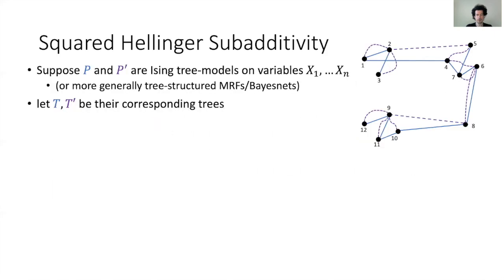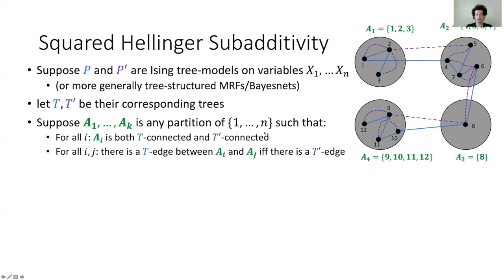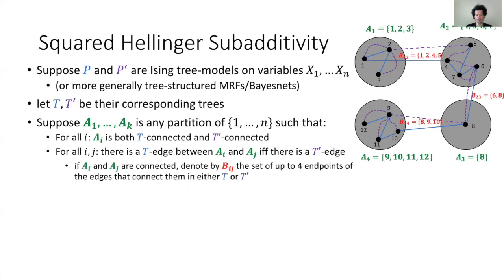Suppose P and P prime are two tree-structured Ising models over variables x1 through xn. And let T and T prime be their corresponding trees, shown in blue solid edges and dashed purple edges in this picture. Now, suppose that A1 through AK is a clustering of the variables such that every cluster is both T connected and T prime connected. And moreover, whenever a pair of clusters is connected via a T edge, it is also connected via a T prime edge. If a pair of clusters is connected, call Bij the set of up to 4 endpoints involved in edges that either T connect or T prime connect those clusters.